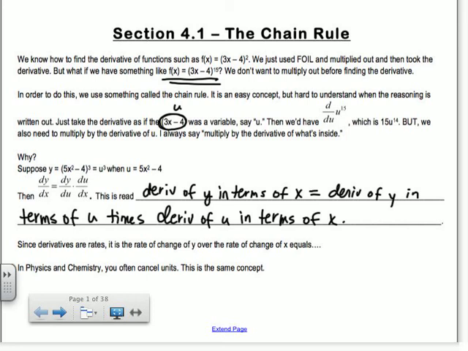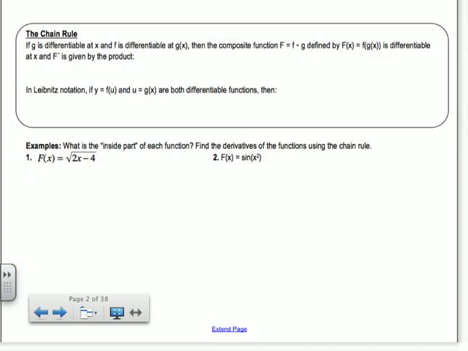Okay, derivatives are rates. So this would be really simple if you were in chemistry class and I told you to convert units from feet per second to miles per hour. You would know how to do that, right? Anything on top has to cancel with anything on bottom. In physics and chemistry, you often cancel units. This is the exact same concept. Your rate of change of y over the rate of change of x works like feet per second, things like that.